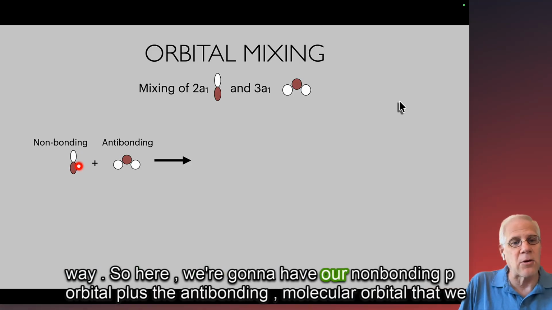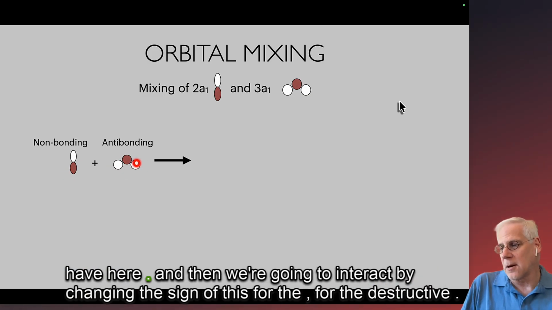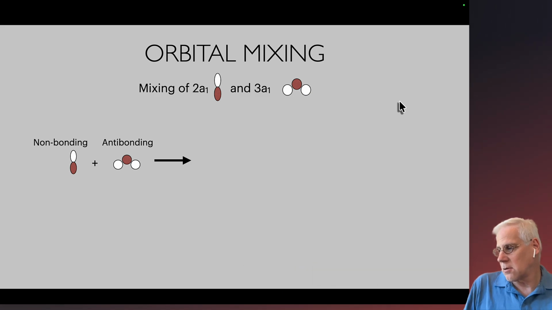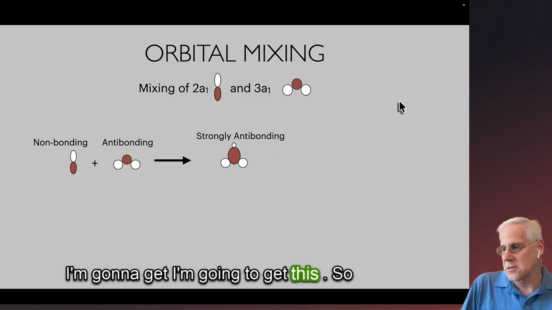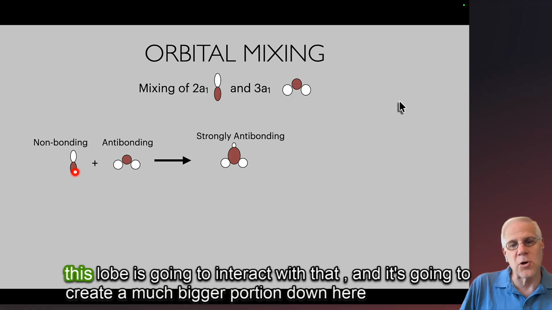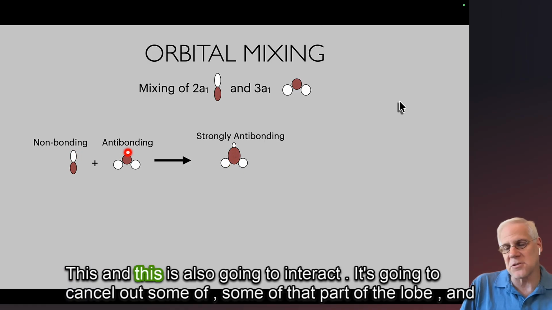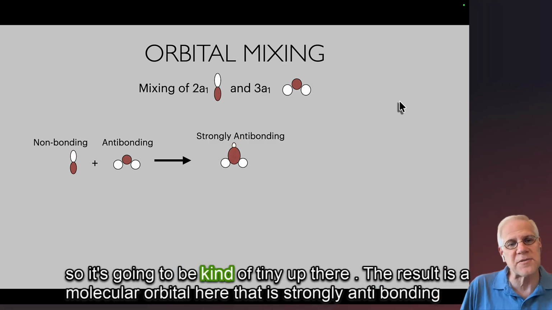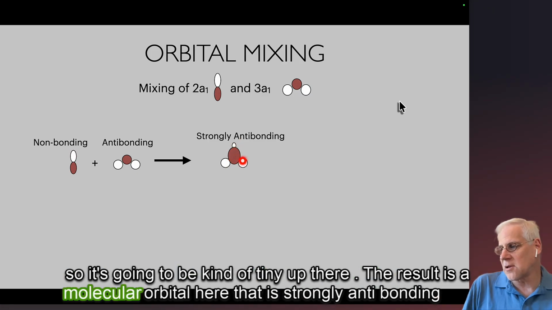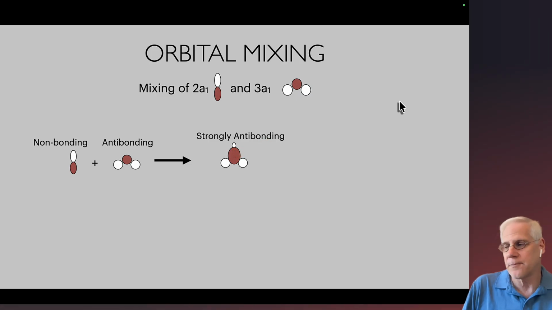So here we're going to have our non-bonding p orbital plus the anti-bonding molecular orbital that we have here. And then we're going to interact by changing the sign of this for the destructive. And so when these two things get together, I'm going to get this. So this lobe is going to interact with that, and it's going to create a much bigger portion down here. This and this is also going to interact. It's going to cancel out some of that part of the lobe, and so it's going to be kind of tiny up there. The result is a molecular orbital here that is strongly anti-bonding.